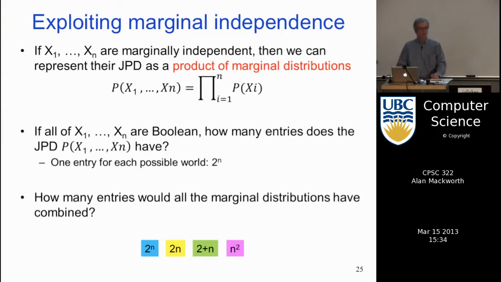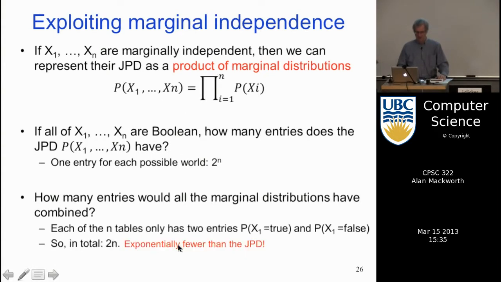Here my default rule fails. It's not 2 to the n. So marginal distribution means I've got a distribution for x1. How many values does x1 have? It has 2 values, right? So you have 2 numbers in there. They happen to add up to 1, but there are 2 numbers there. I have another marginal distribution for x2. It has 2 numbers in, and so on. There are n of them. What's n times 2? 2n. Thank you. That was hard.